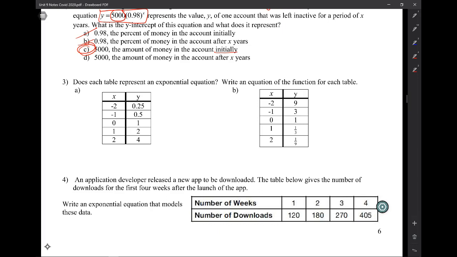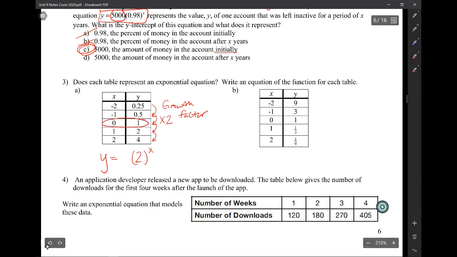If I go from 0.25 to 0.5, 0.5 to 1, 1 to 2, 2 to 4, I hope you start seeing a pattern. And that pattern means I am multiplying by 2. That is my growth factor. So if it is growing by a factor of 2, my growth factor, remember, is the base of my exponent. The y-intercept is when x is equal to 0. So my y-intercept is 1.